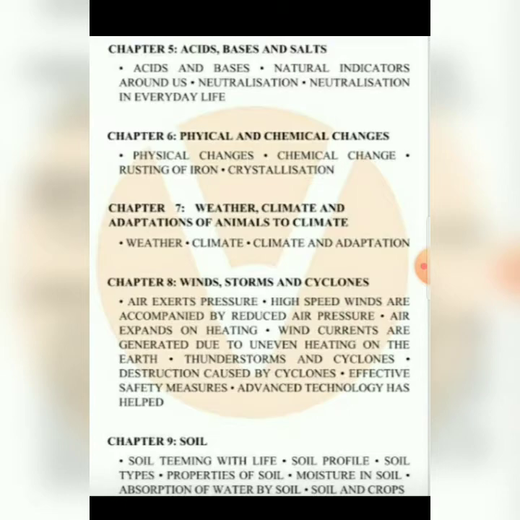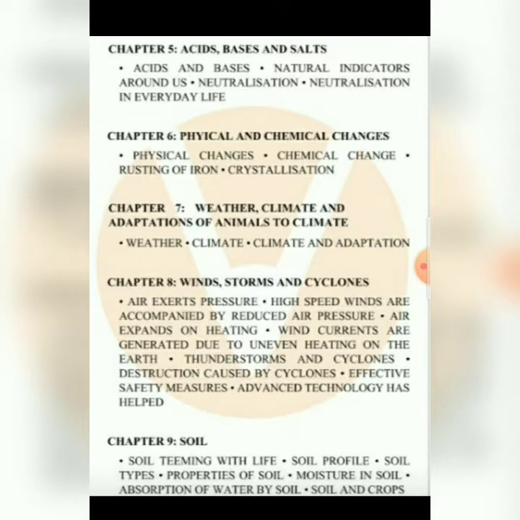Then chapter number 5 is acids, bases and salt. So subtopics are acids and bases, natural indicators around us, neutralization and neutralization in everyday life. Then chapter number 6 is physical and chemical changes. Then the physical changes, chemical changes, rusting of iron and crystallization. These are the subtopics. Chapter number 7 is weather, climate and adaptations of animals to climate. In this we are going to learn about the weather, climate and adaptations.